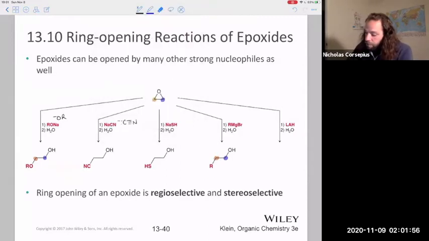And then if I use lithium aluminum hydride, what's playing the role of the nucleophile? I have this nucleophilic hydrogen. So that's going to be playing the role of the nucleophile attacking that epoxide.